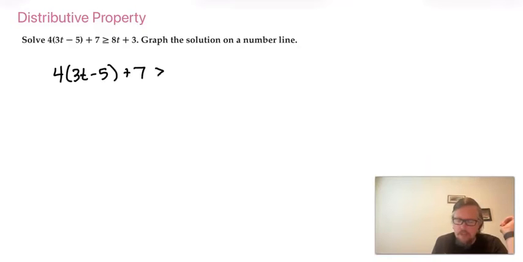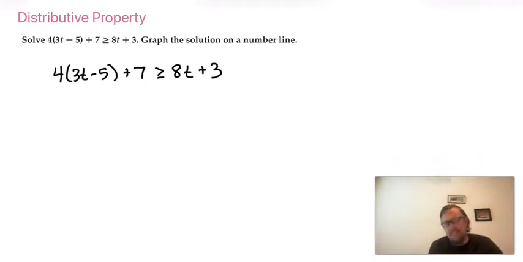So I like to rewrite my problem because I write real big, and I don't want to try to write on top of the problem. So the distributive property here involves the 4. We've got the 4 outside the parentheses. So we're going to do 4 multiplied by 3t. That's going to give us 12t. And then we've got to do 4 multiplied by 5, which is 20.